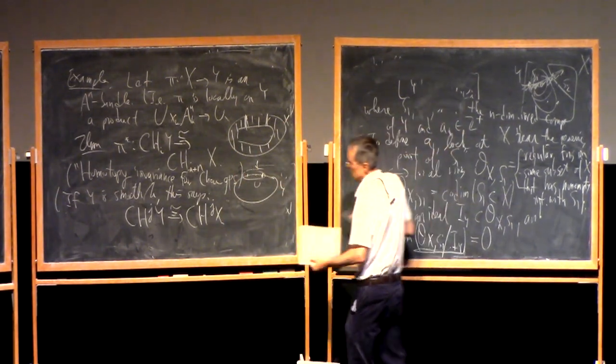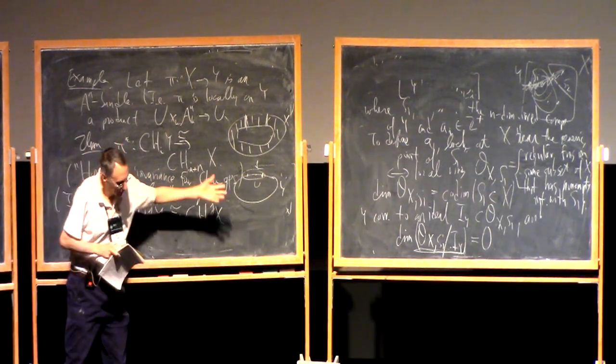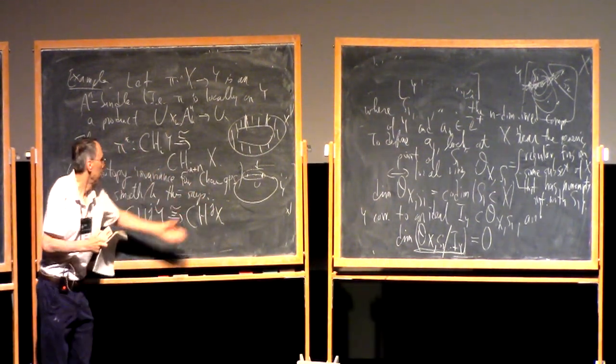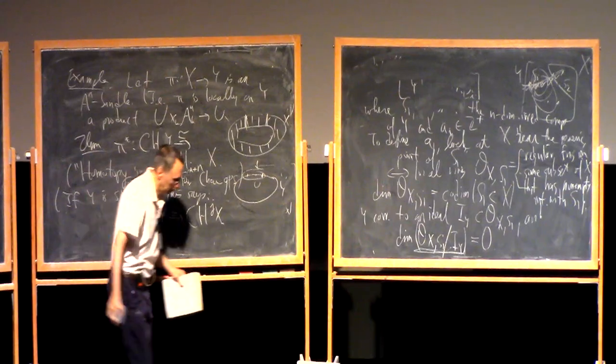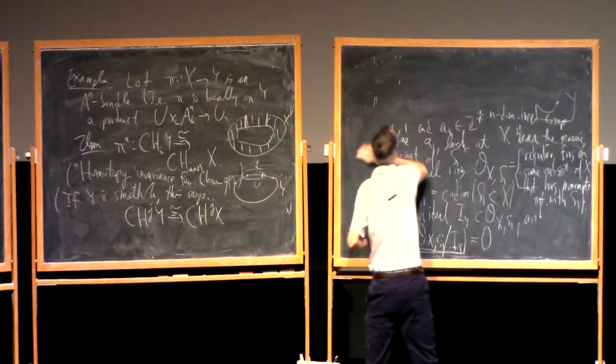Oh, and I could have said that, in the context of smooth varieties, this pullback is a ring homomorphism, and so this is an isomorphism of rings, Chow rings for smooth varieties. Okay.